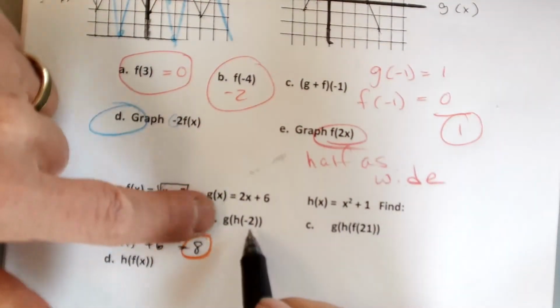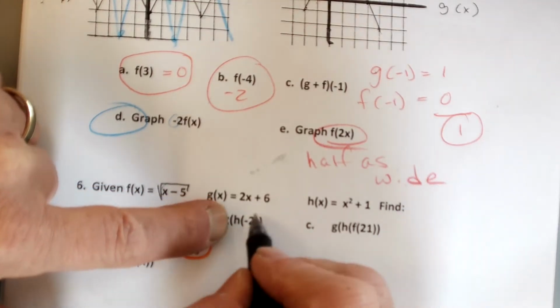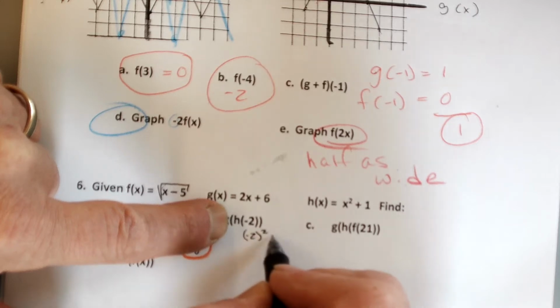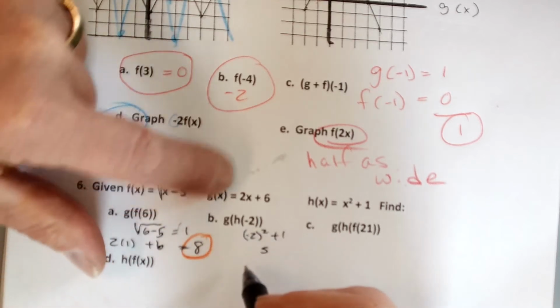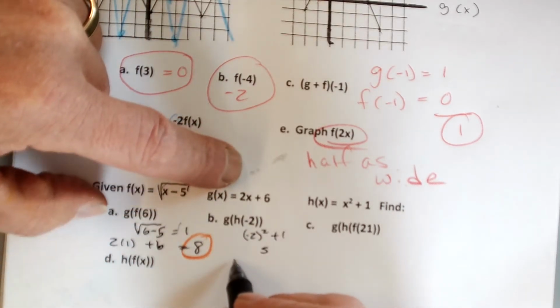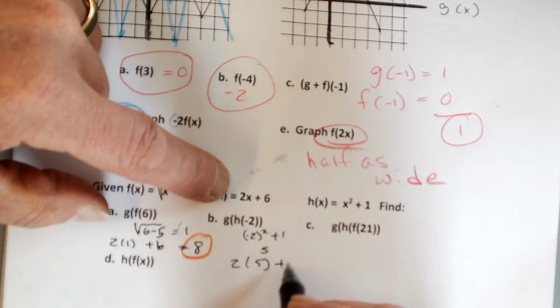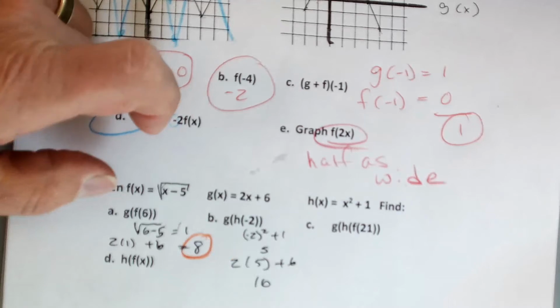B. Take negative 2 and plug it into h. So read from the inside. So take negative 2 and plug it into h. So I'm going to go negative 2 squared plus 1 is 4, which is 5. And take 5 and plug it into g. So I'm going to go 2 times 5 plus 6, which is 10, plus 6 is 16.